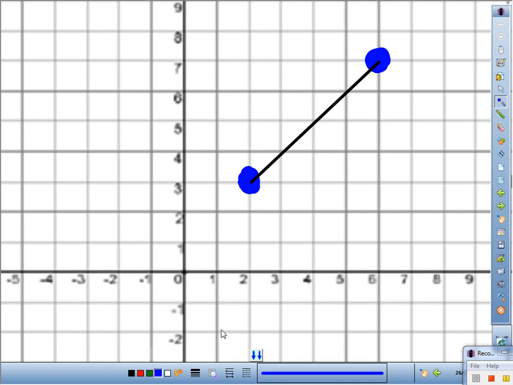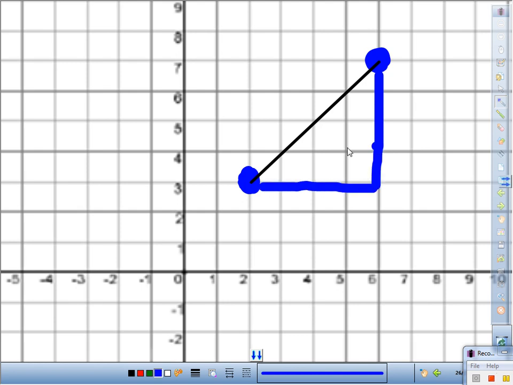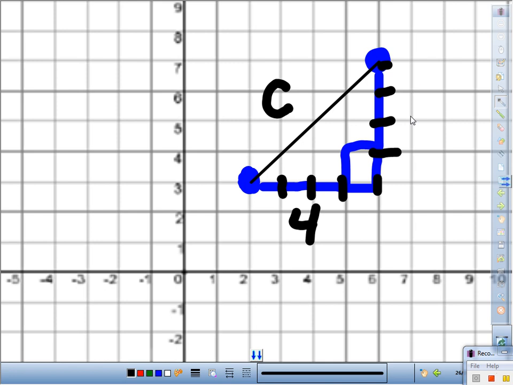And some of you are like, do you use slope? No, check this out. Look up. Do you guys see the right triangle? So we need to figure this side, right? What is this side called? C. So that means this is A and B. So what does this side measure? 1, 2, 3, 4. What does this side measure? 4. So what do I do from there?